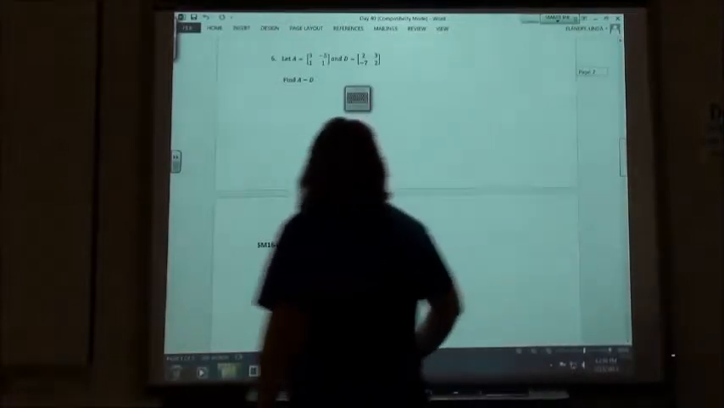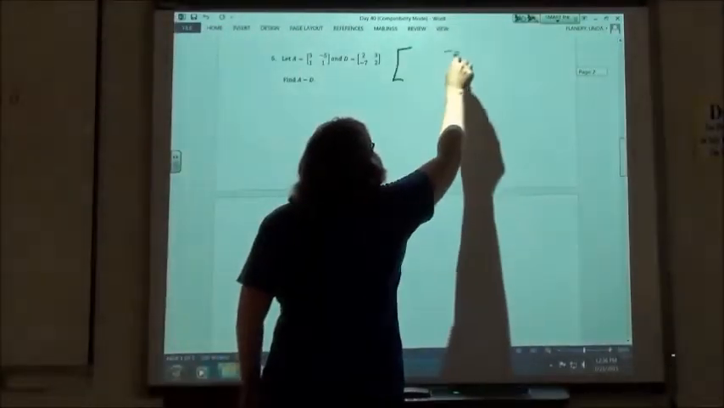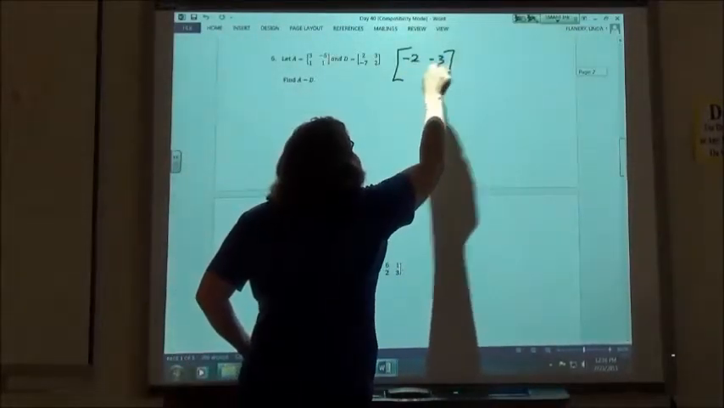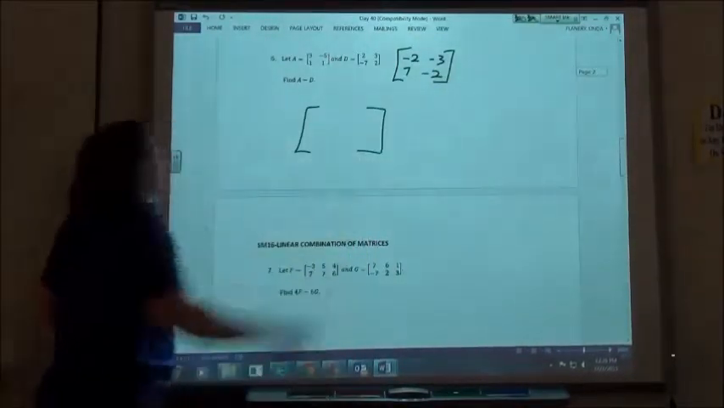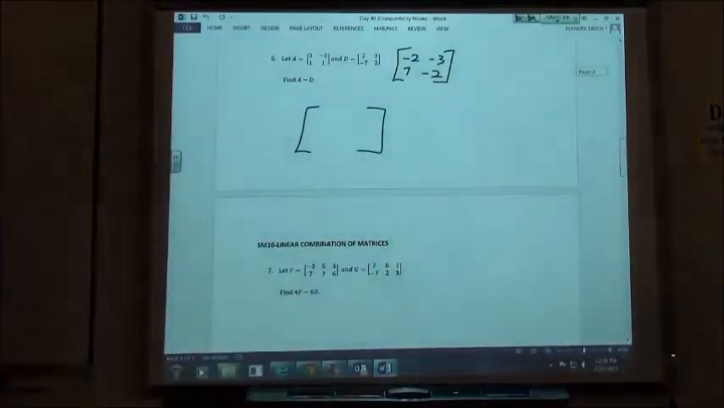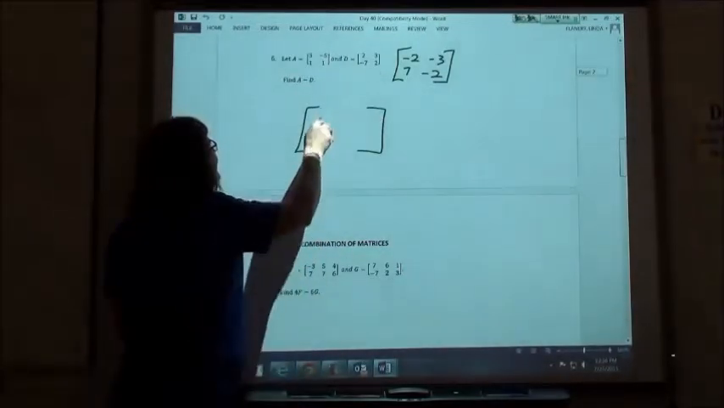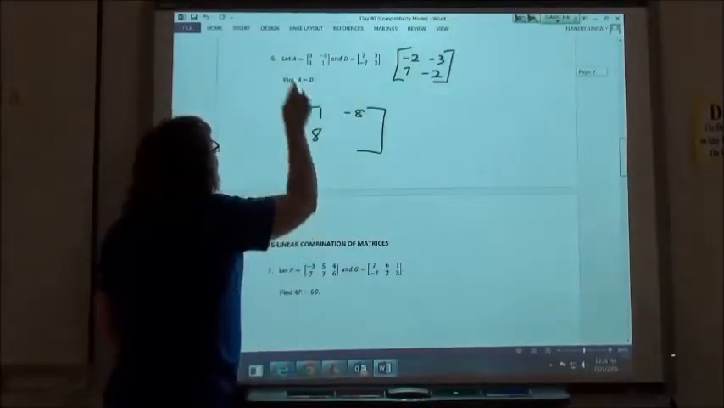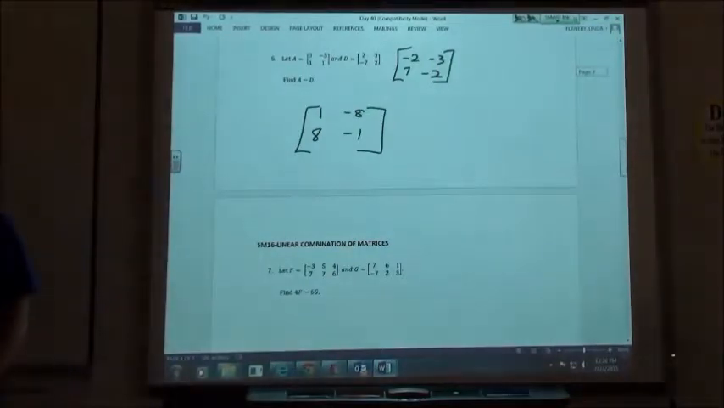And so on number 6, I'm going to do A minus D. So first of all, if I change my signs on D, I'm going to get -2, -3, +7, and -2. And so then when I add my two matrices together, I'm going to get 1, -8, 8, and -4.